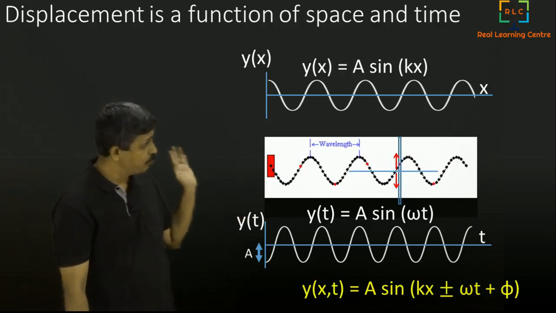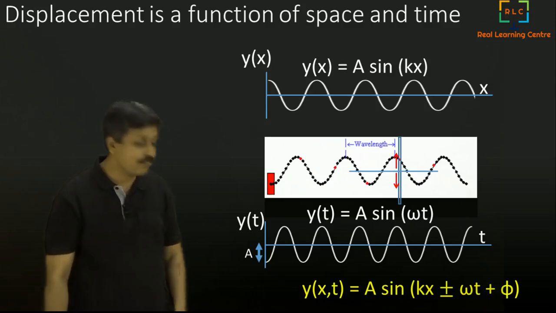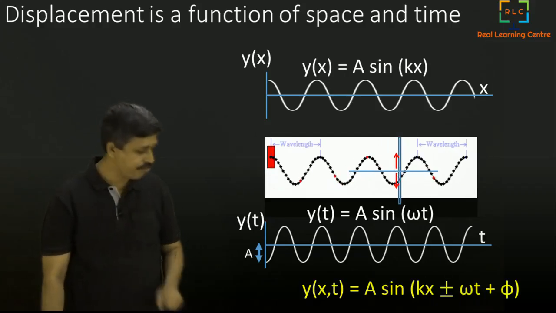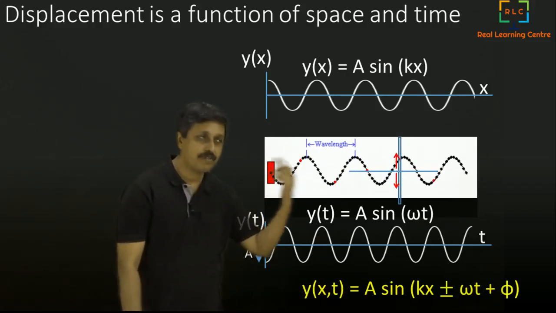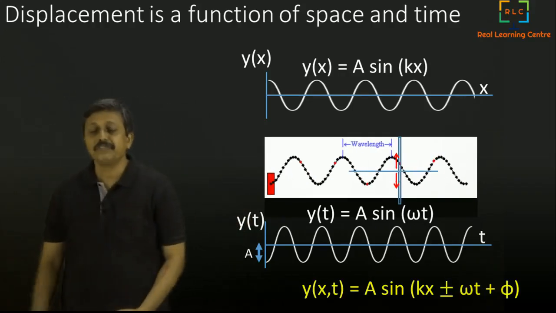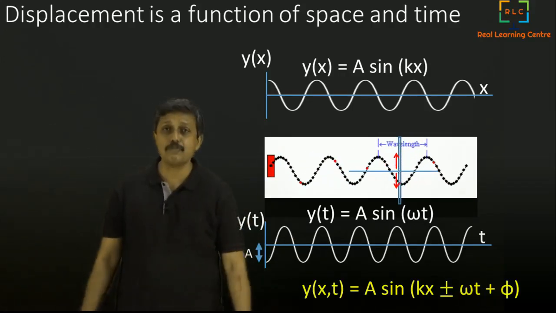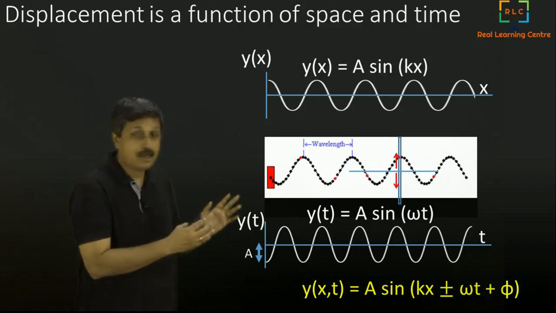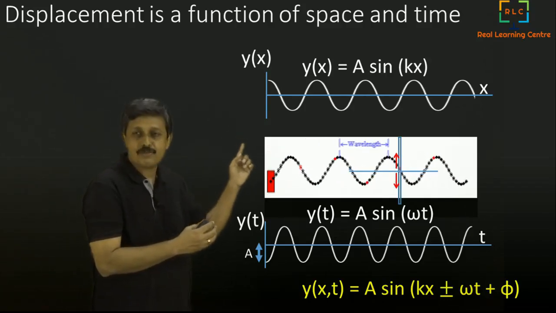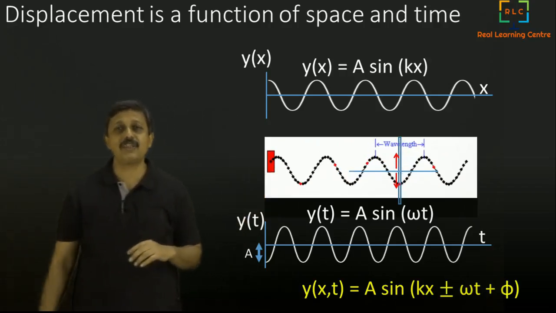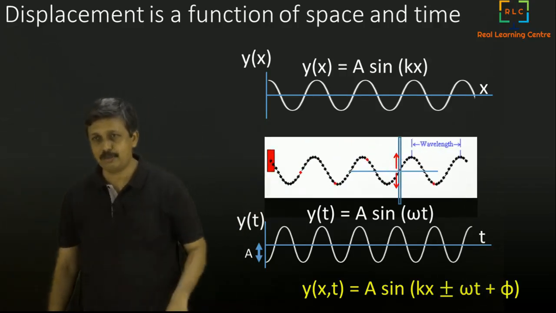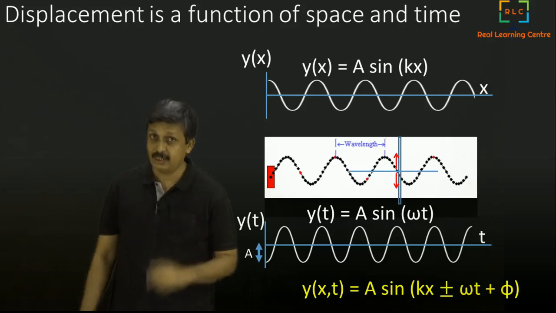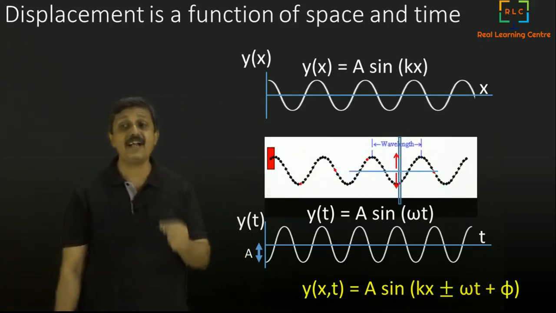In this case, the wave is moving from left to right. Whenever a wave moves from left to right, you will see a minus. You will understand that later by analysis. When you have a plus here, that means the wave is moving from right to left. And then the phi is what we call the phase angle. That means from where it started. Did it start at a peak point, or did it start at a point somewhere in between? Just to specify that, we use phi. So it is basically a combination of space and time. That is what we want to understand. Displacement is a function of both space and time.